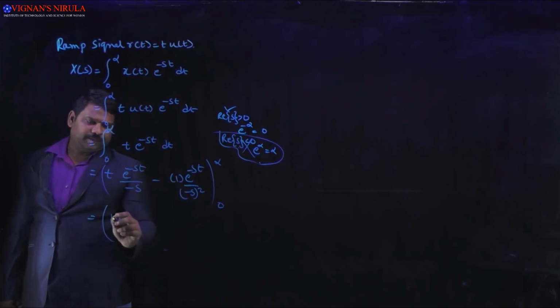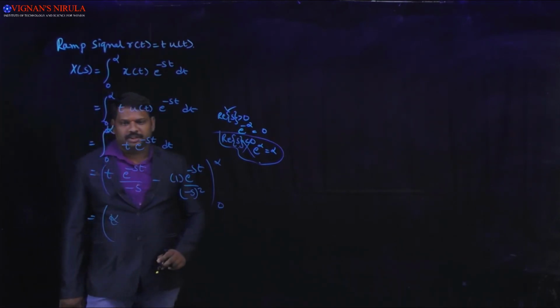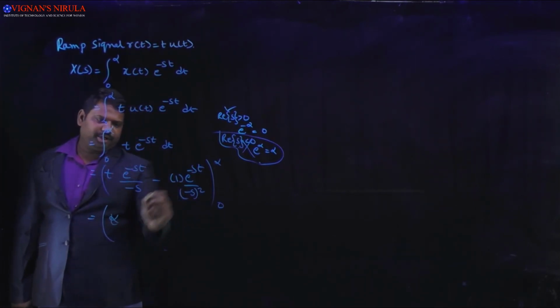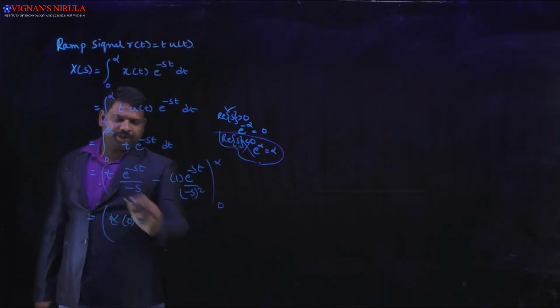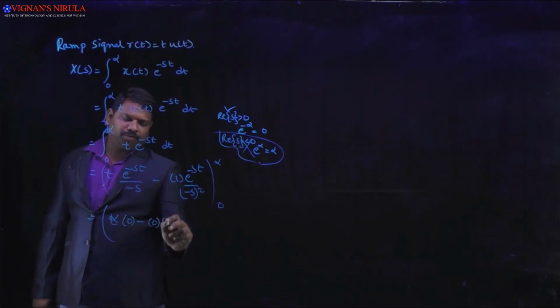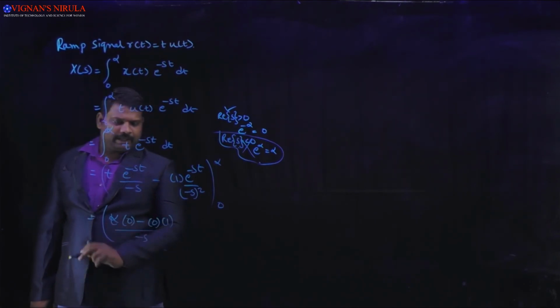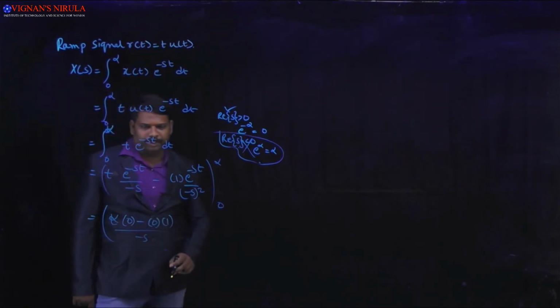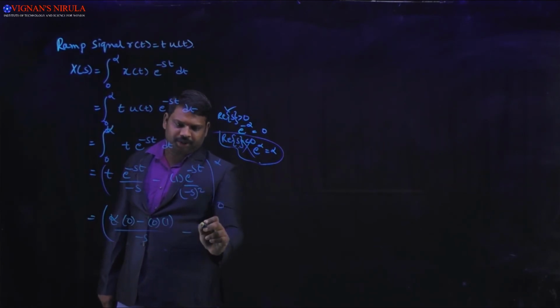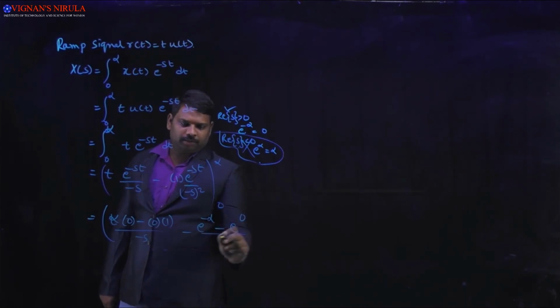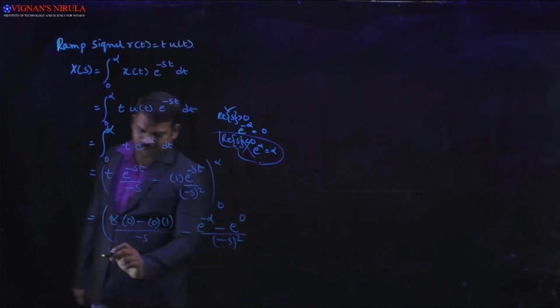the first term. When we put the upper limit as infinity, that will be gone. Infinity into e power minus infinity is 0, minus the lower limit 0 into e power minus s t by minus s; this entire term will be gone. Next, the upper limit e power minus infinity minus e power 0, by minus s whole square. Minus s whole square means s square only.